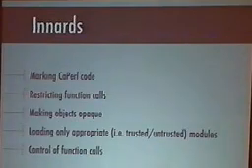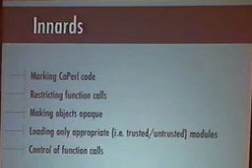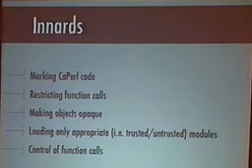Right, the innards of the CaPerl code. So there are 5 chunks to this. There's marking the code that is CaPerl compiled. There's restricting function calls, there's making objects opaque, loading appropriate modules, and control of function calls. Confusing. I don't know why I said that, as well as restricting function calls. It'll probably come back to me when I get there.